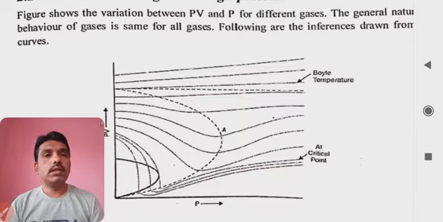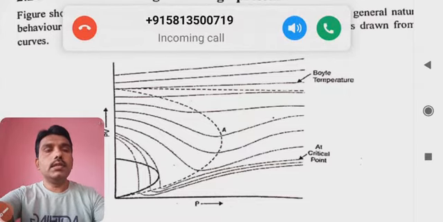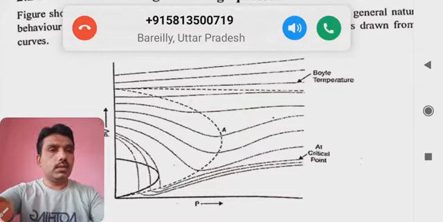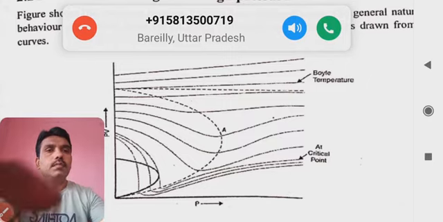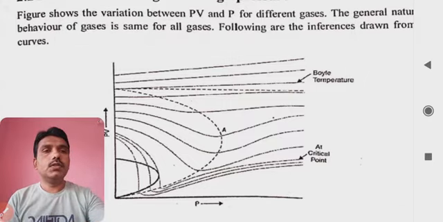So the general behavior is the same for all the gases in the PV and P relation, but somehow there is a variation with the temperature, and let's see what exactly is related with this part.